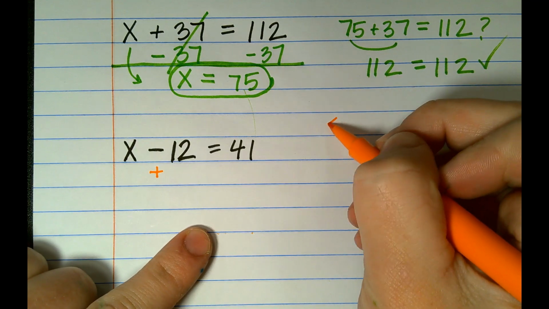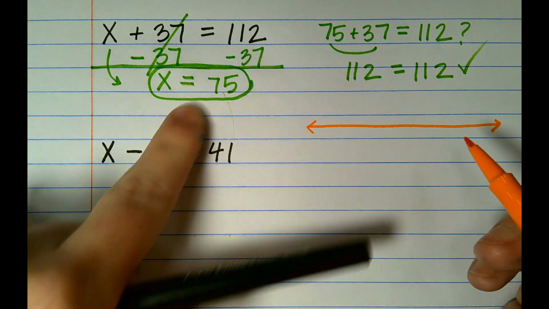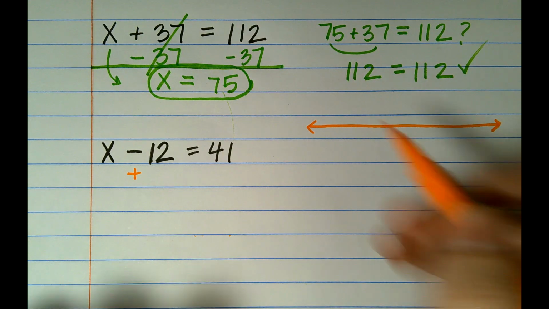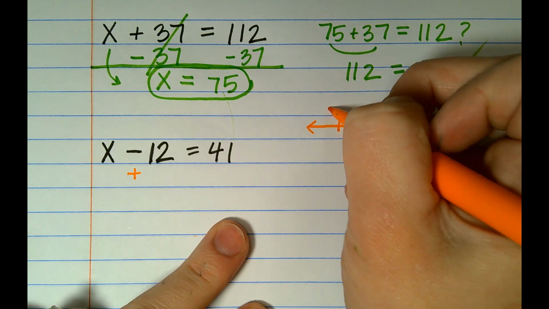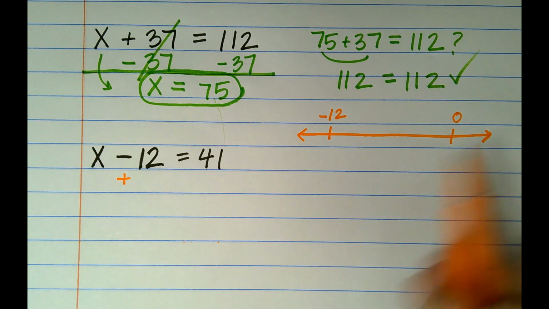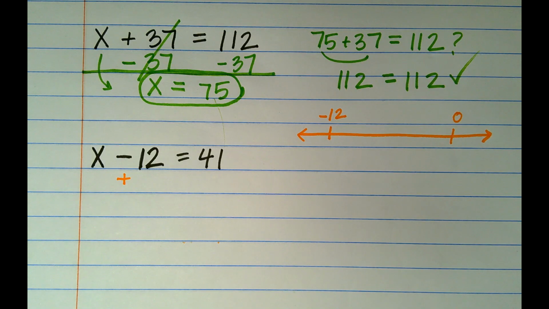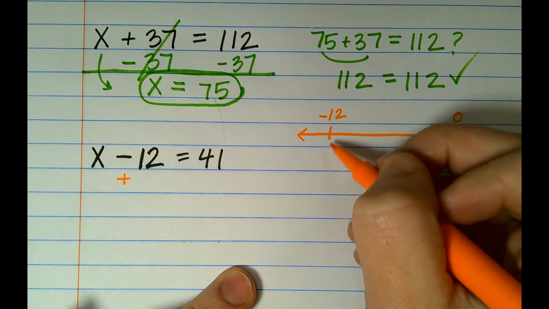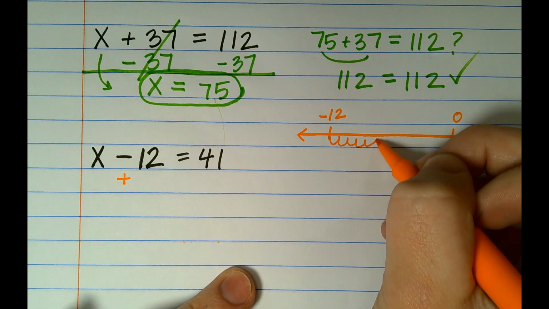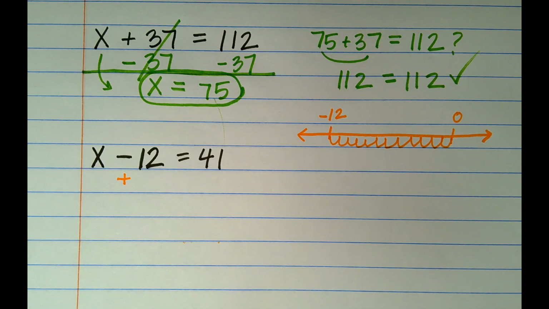I'm going to draw a quick number line over here. You're trying to get rid of it, and to cancel it out, you need to make it 0. So if I start at negative 12, how much do I have to add to get to 0? 12. Negative 12 is 12 spaces away from 0. If I add 12, 1, 2, 3, 4, 5, 6, 7.